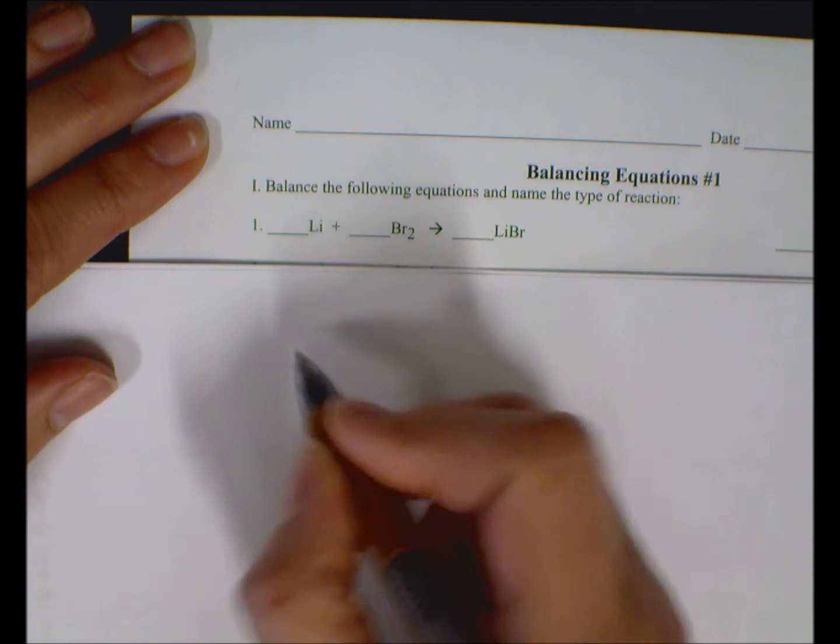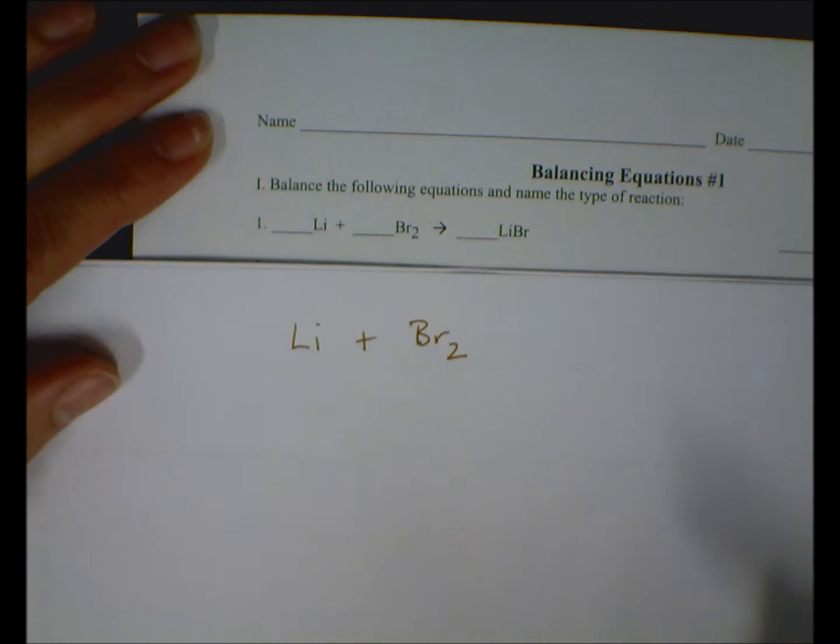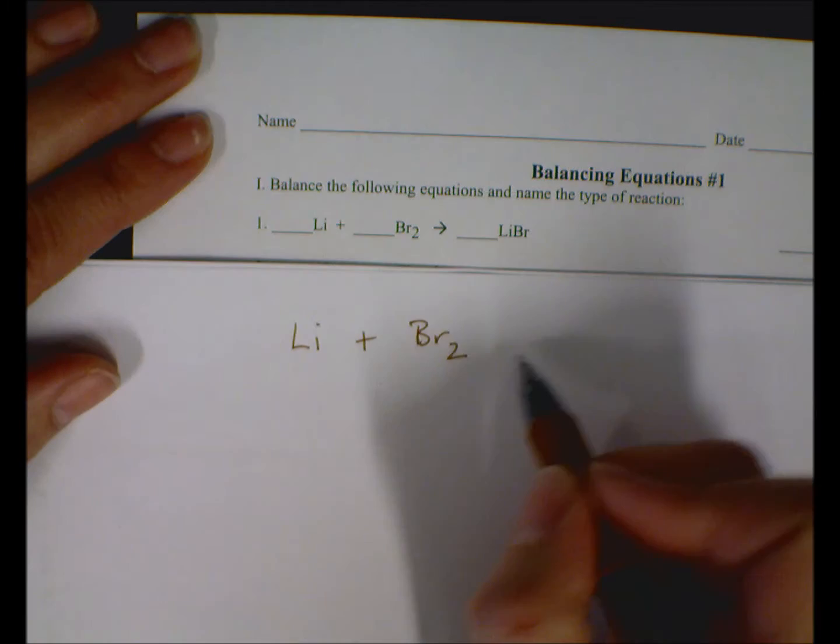There are a number of strategies to work with this to figure out how to put coefficients in there. So I have lithium plus bromine. Now the reason bromine has a subscript 2 is it's one of our diatomic elements.